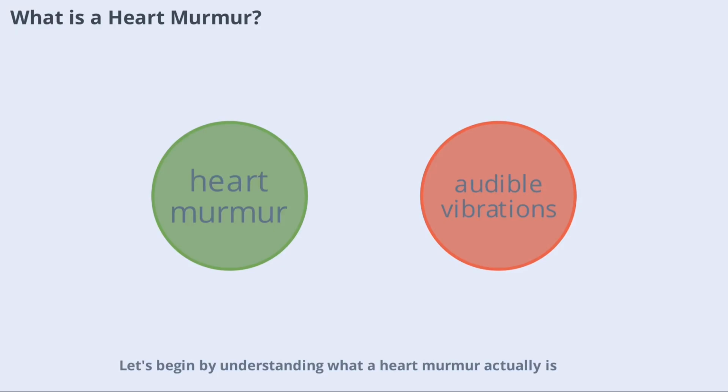Let's begin by understanding what a heart murmur actually is. A heart murmur is defined as a relatively prolonged series of audible vibrations heard during the cardiac cycle. These sounds are produced by turbulent blood flow within the heart or great vessels, creating vibrations that can be picked up with a stethoscope. Murmurs are characterized by their timing within the cardiac cycle, their intensity or loudness, frequency or pitch, quality, configuration, duration, and the direction in which they radiate. Understanding these characteristics is crucial for accurate diagnosis and management.